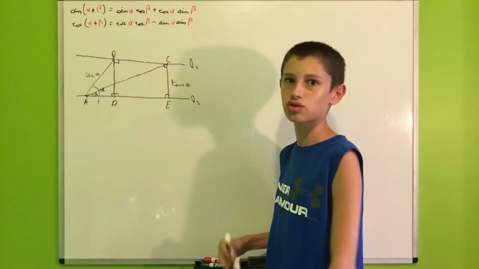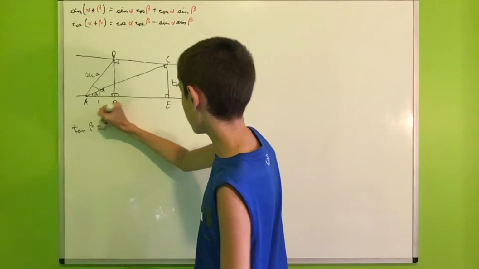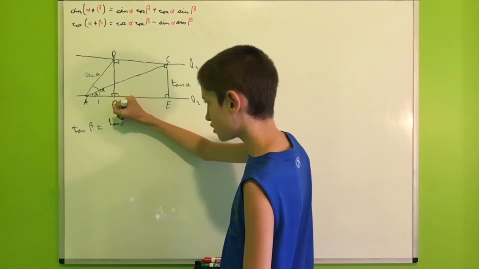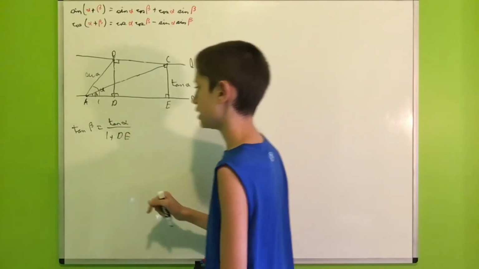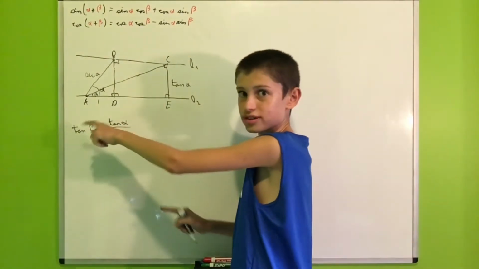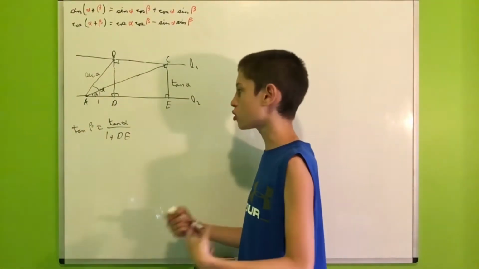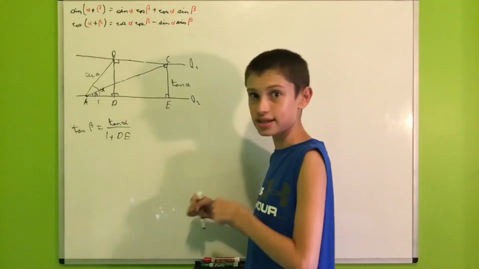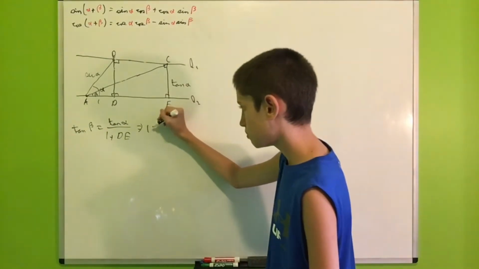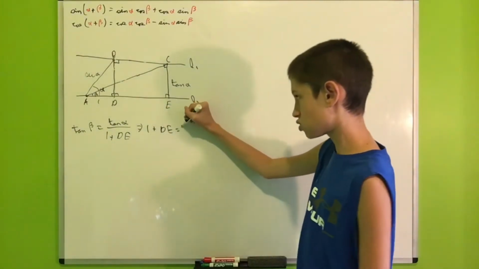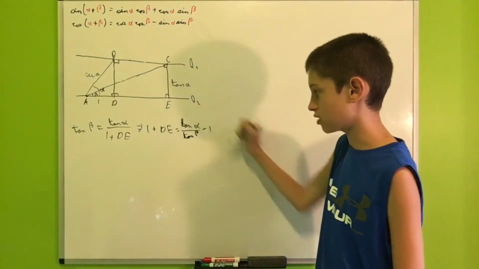Great. So now we will find the length of DE. And to do that, I would like to take a look at the tangent of beta. So the tangent of beta is equal to the tangent of alpha over 1 plus DE. And now we will swap the tangent of beta and 1 plus DE, or in other words, we will multiply both sides by 1 plus DE over tangent of beta, which will give us 1 plus DE is equal to tangent alpha over tangent beta.